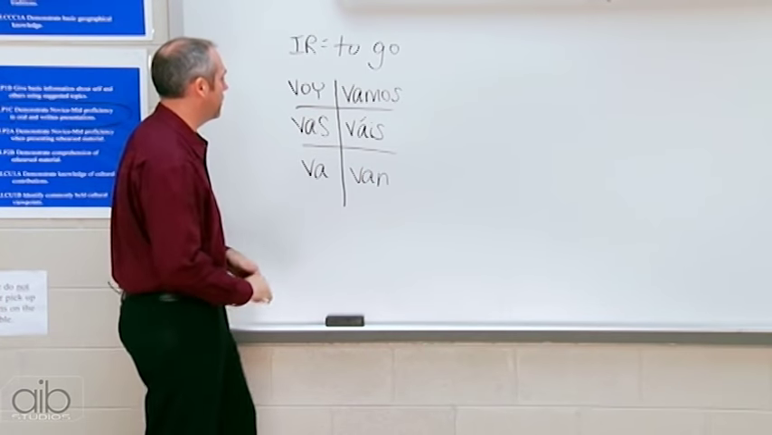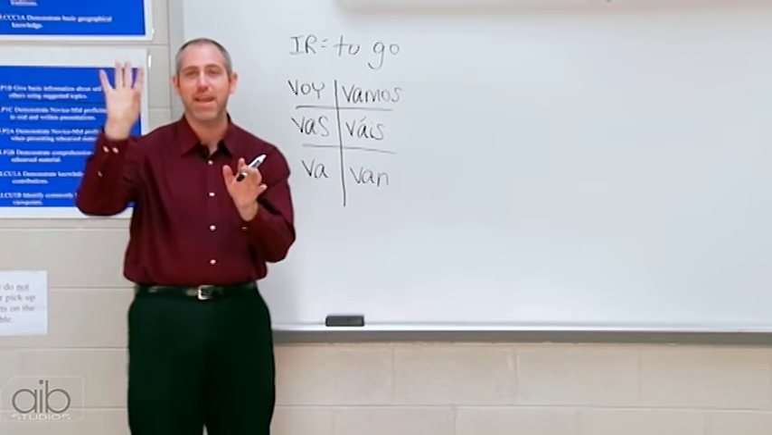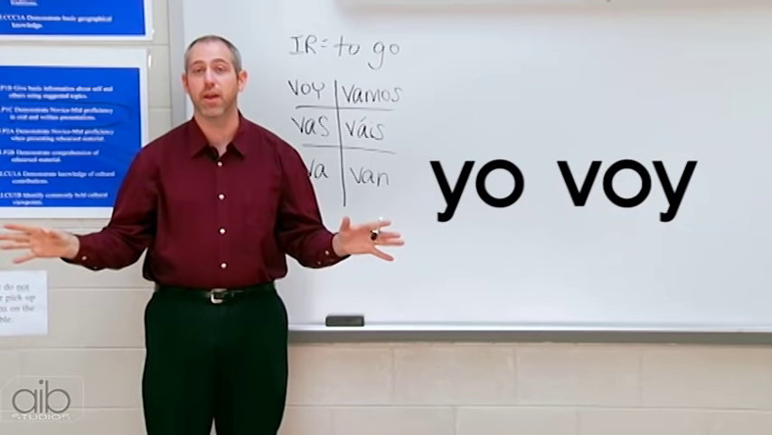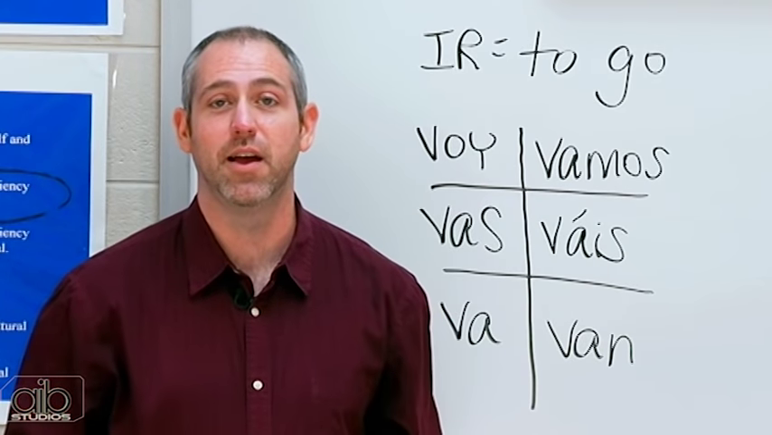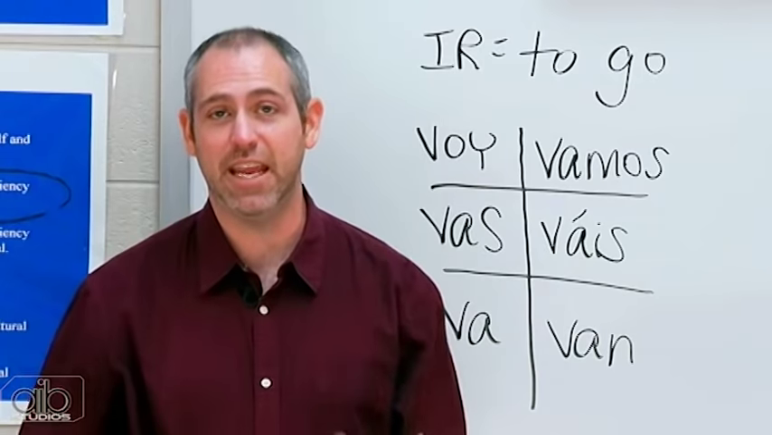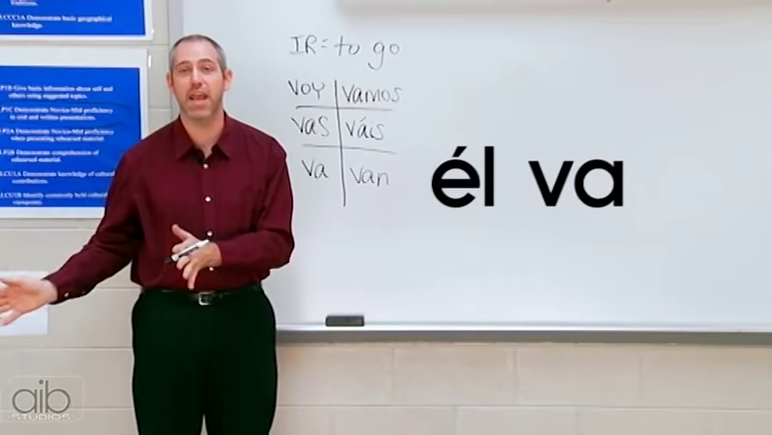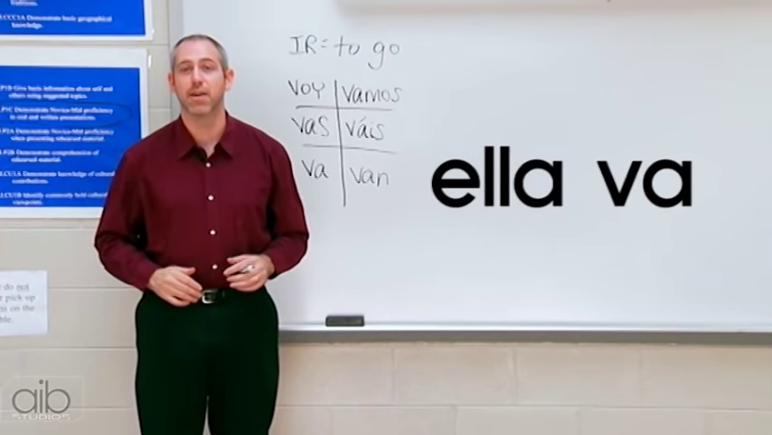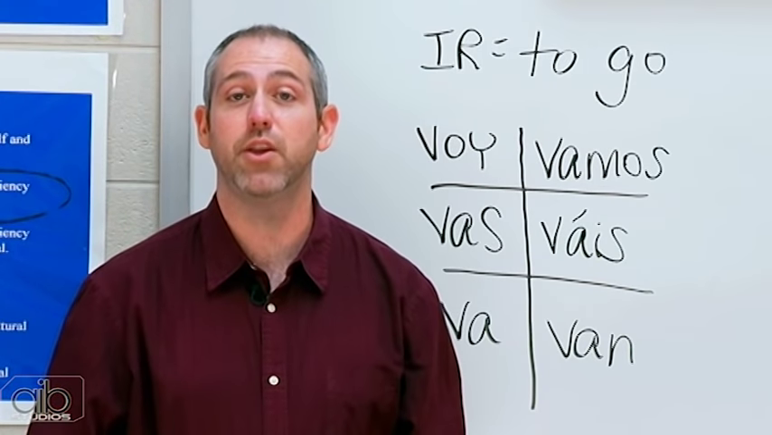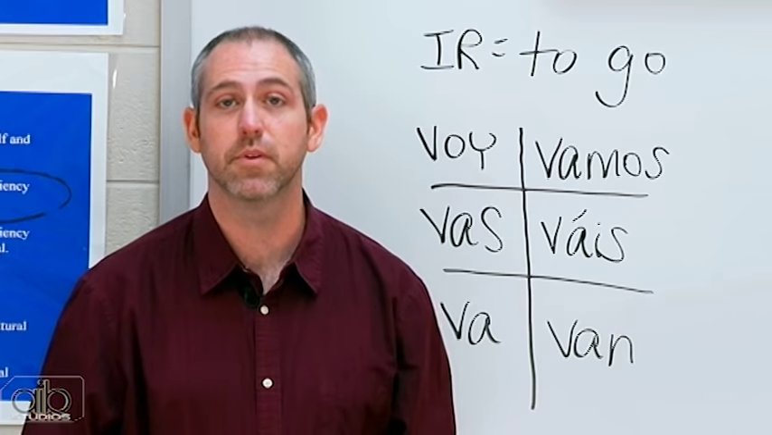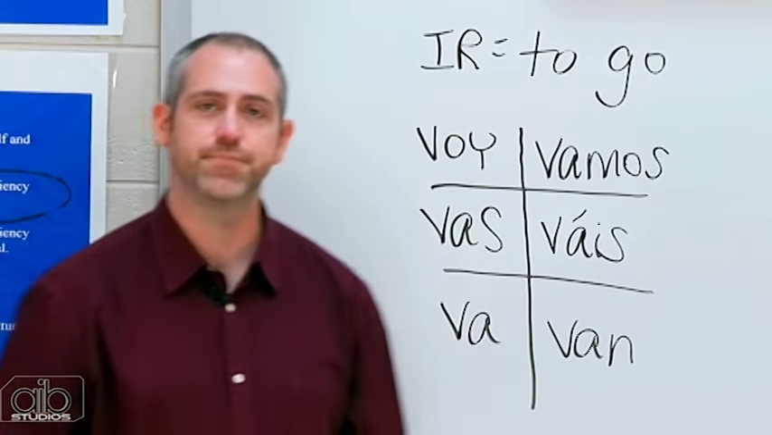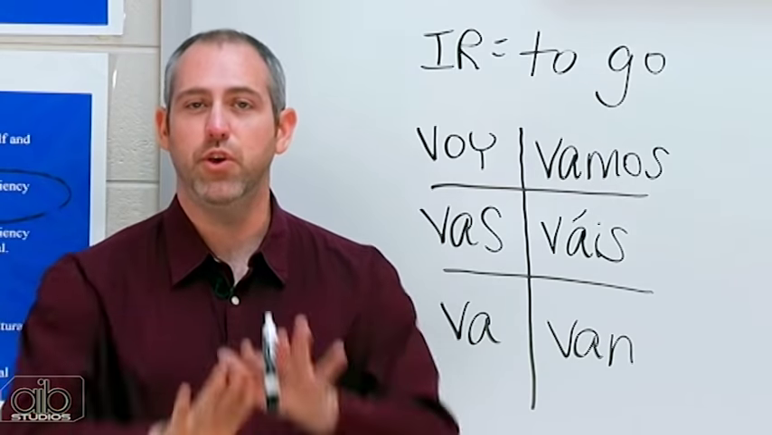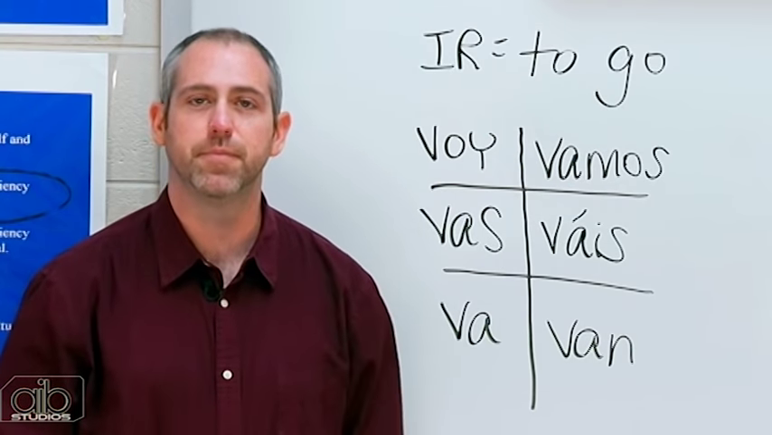So we have the forms of to go. Go ahead and start working on them. Voy, vas, va. Vamos, vais, van. So I go, yo voy. You go is what? Tú vas. He goes, él va. She goes, ella va. You, in a respectful way, you go, usted va. We go. Nosotros vamos. What about you go, plural form, the Spain word?